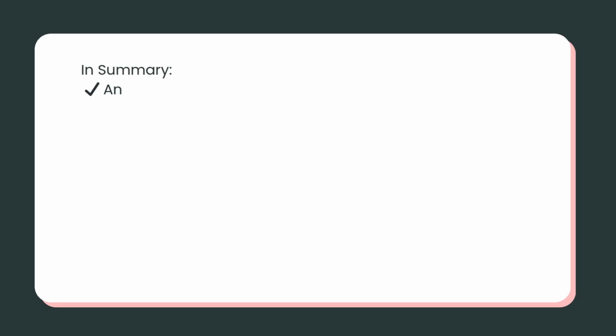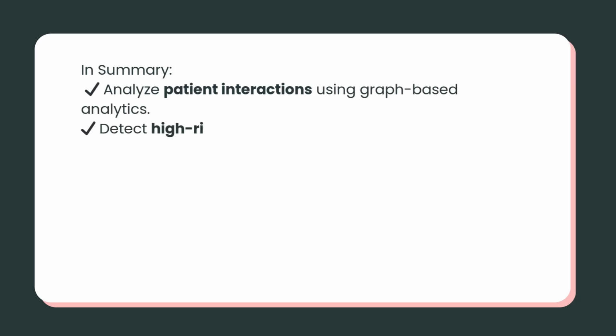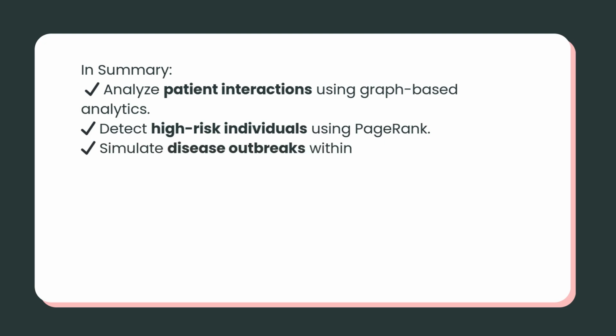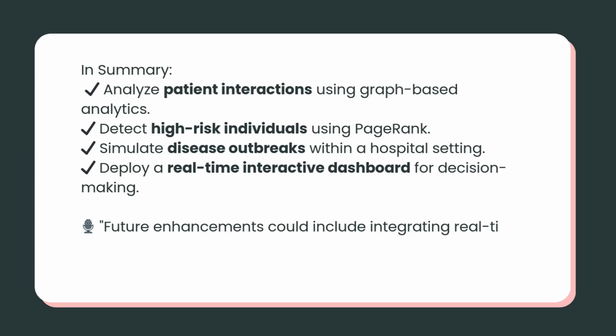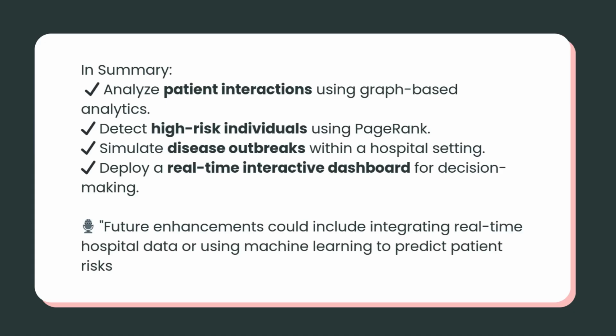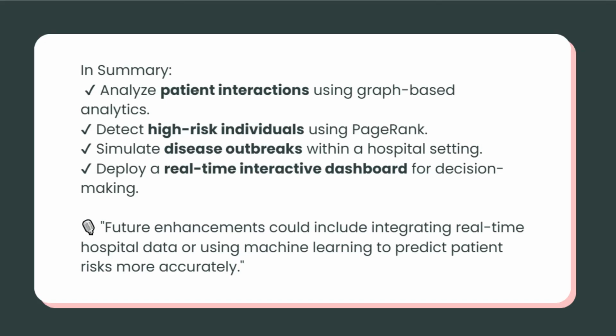In summary, this project allows us to analyze patient interaction using graph-based analytics, detect high-risk individuals using PageRank, simulate disease outbreaks within a hospital setting, and deploy a real-time interactive dashboard for decision making. Future enhancements could include integrating real-time hospital data or using machine learning to predict patient risk more accurately.